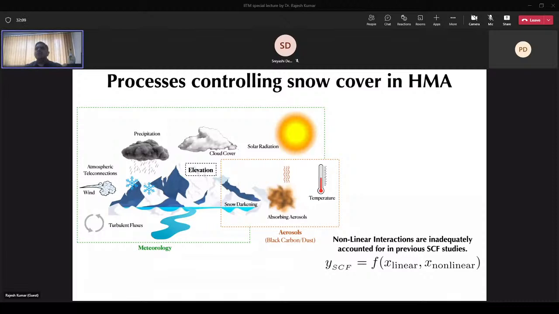So here we try to represent Y_SCF, where SCF is snow cover fraction, as a function of the linear relationship between these three types of predictors, as well as non-linear interactions between them. We use the satellite-derived snow cover fraction, and we use the meteorological and aerosol predictors from the existing reanalysis.